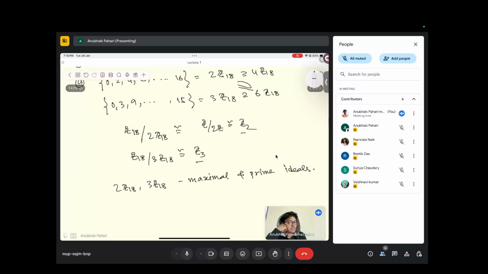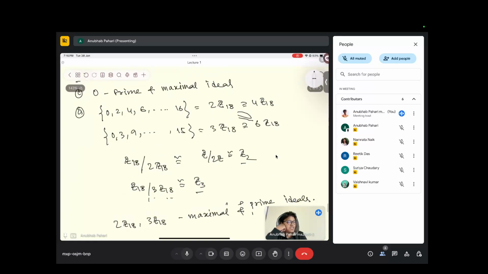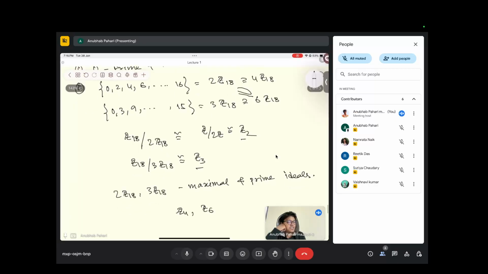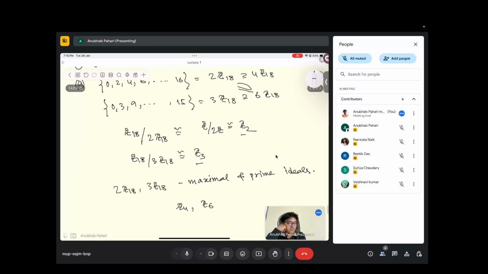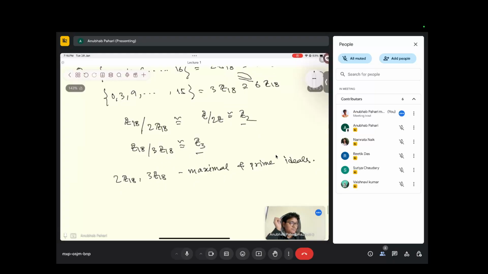If you check the other multiples, you will get Z4, Z6. These are not integral domains, so they are not prime ideals, and obviously not maximal ideals, because a maximal ideal is a prime ideal.